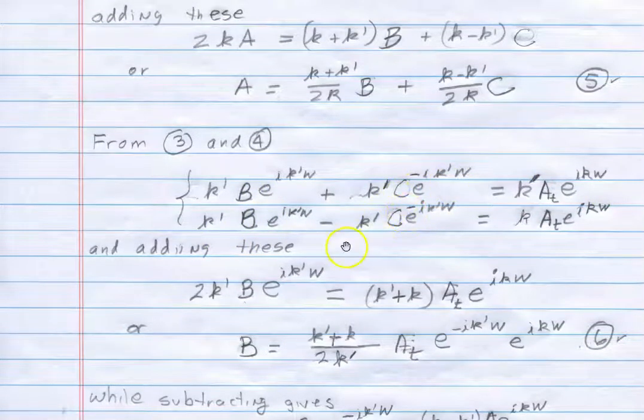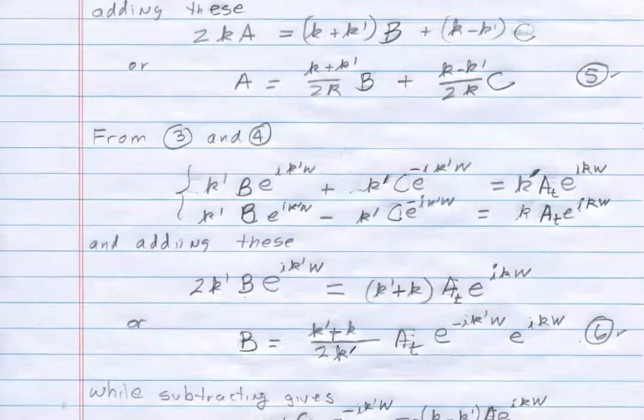The c's go out. I'll get 2k prime b e to the i k prime w. And then when I add over here, I'll get k plus k prime, or k prime plus k on this side, times AT. And so I get these. And then ultimately solve for b, I'll have to divide through by 2k prime and multiply through by e to the minus i k prime w, which is this factor here. So I get that for b.